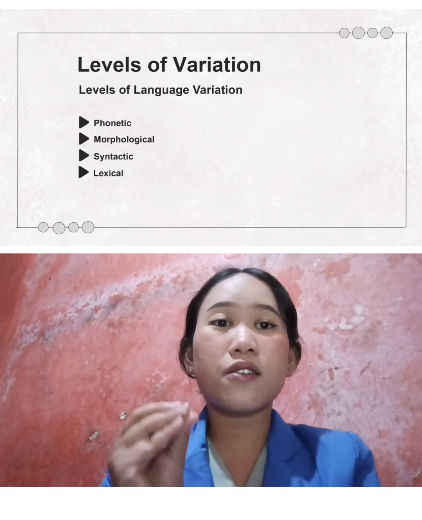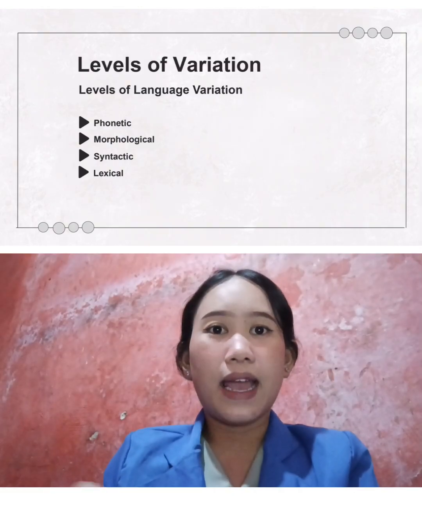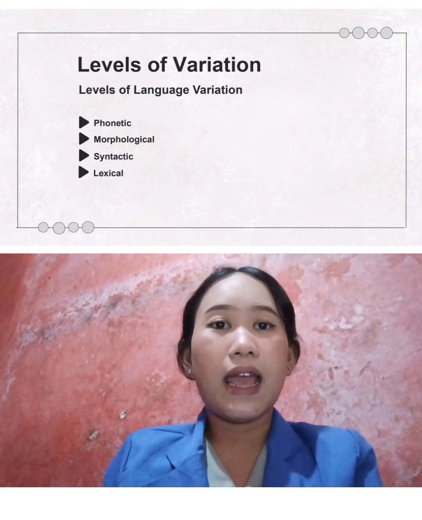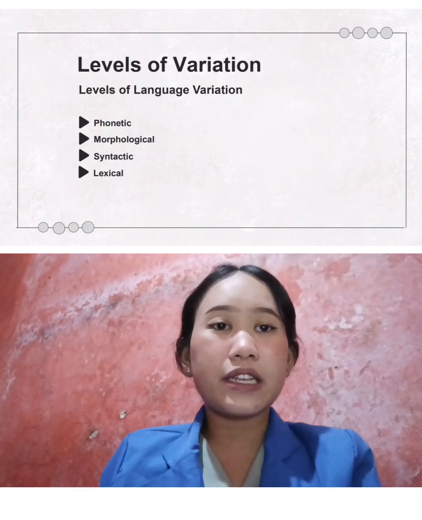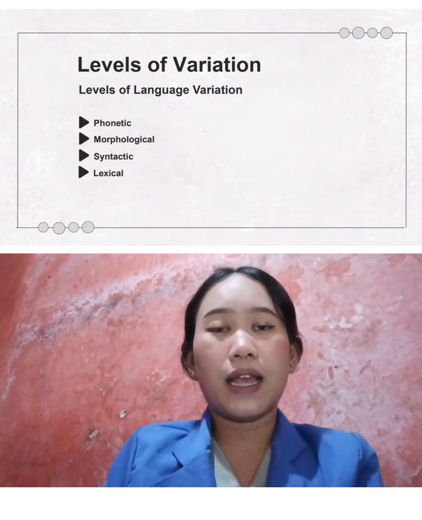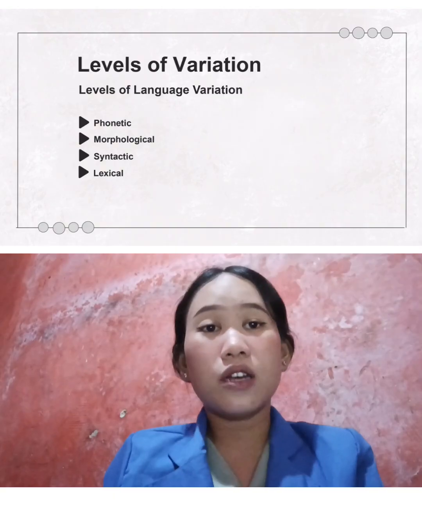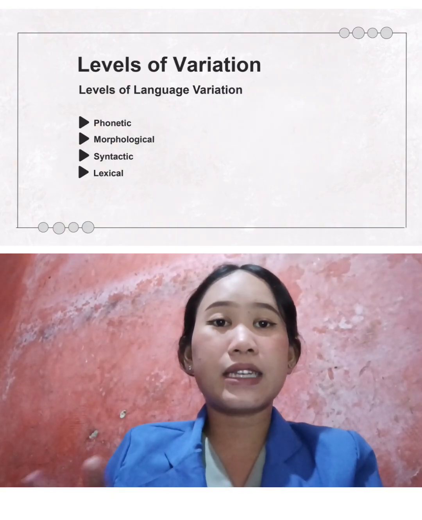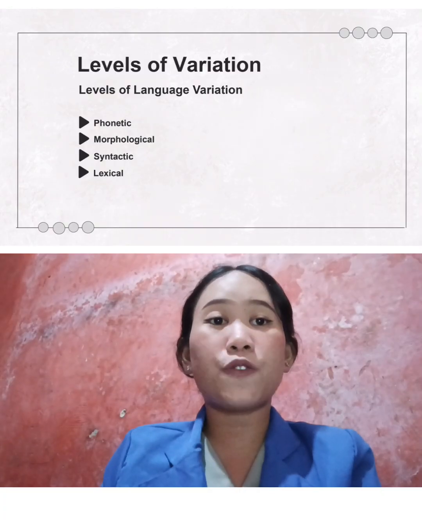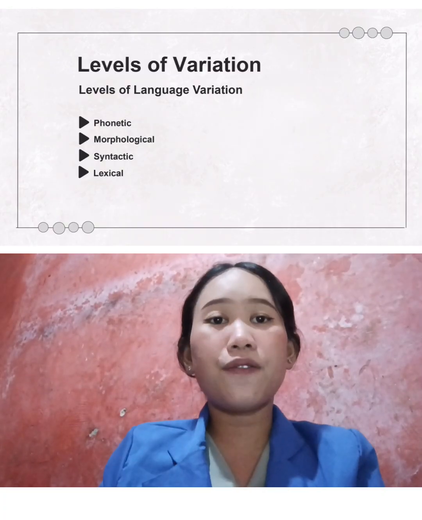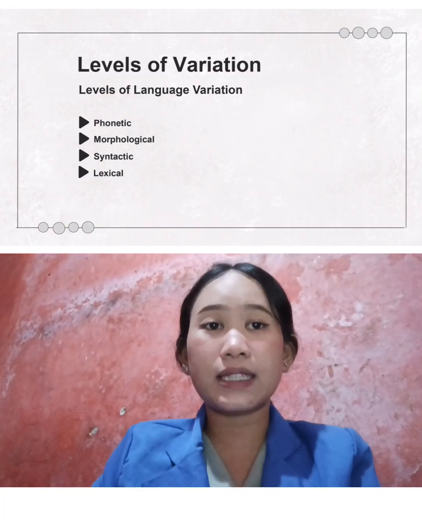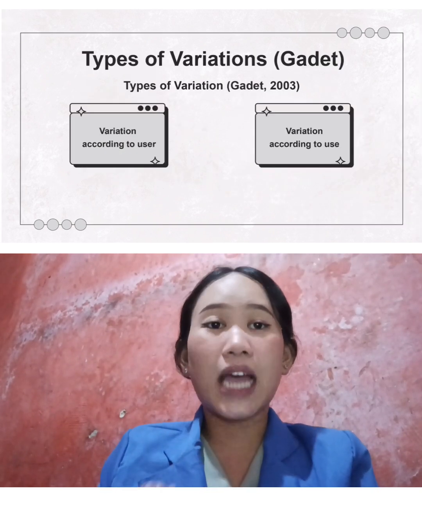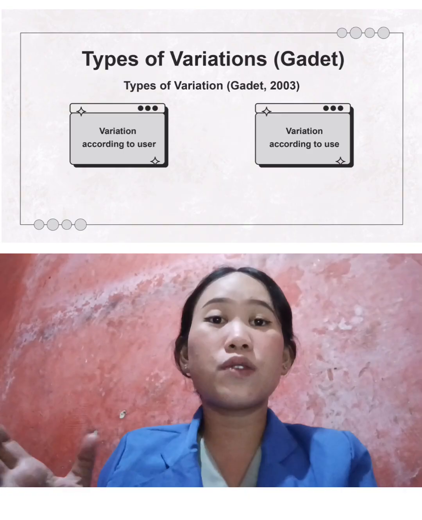Linguistic variation occurs at all levels of language. At the phonetic level, variation appears in pronunciation. At the morphological level, variation appears in word formation. At the syntactic level, variation appears in sentence structure. And at the lexical level, variation appears in vocabulary choice. These levels show that variation affects the entire language system. Next slide is types of variation according to Gadet.